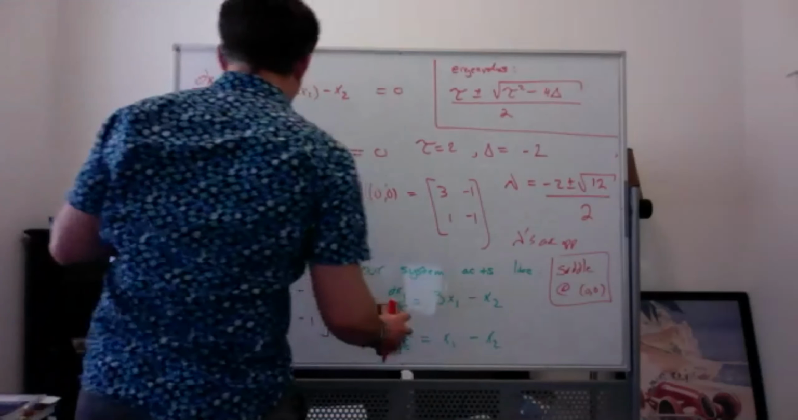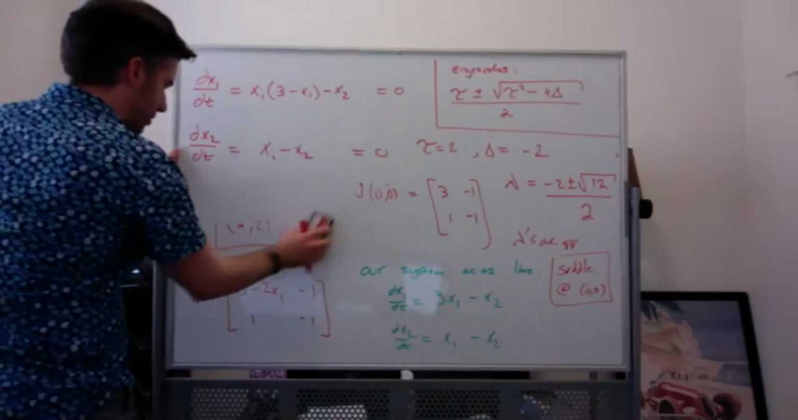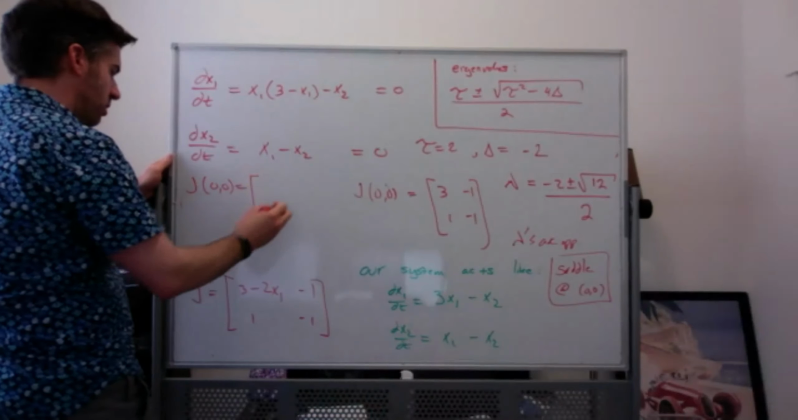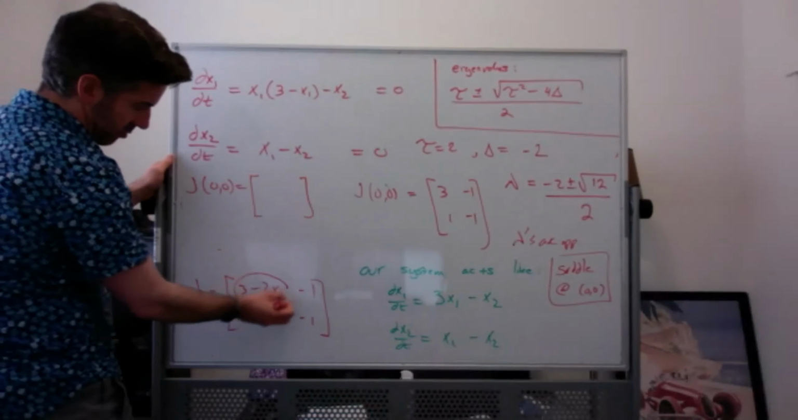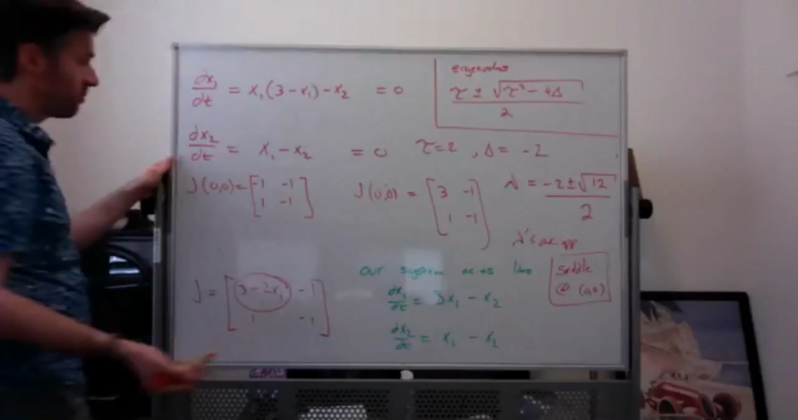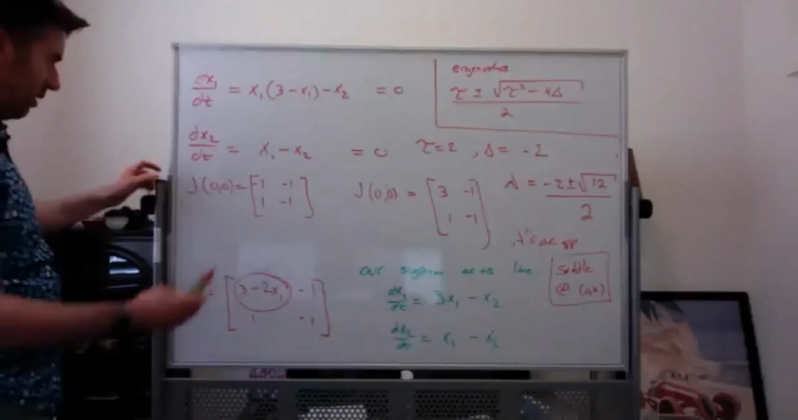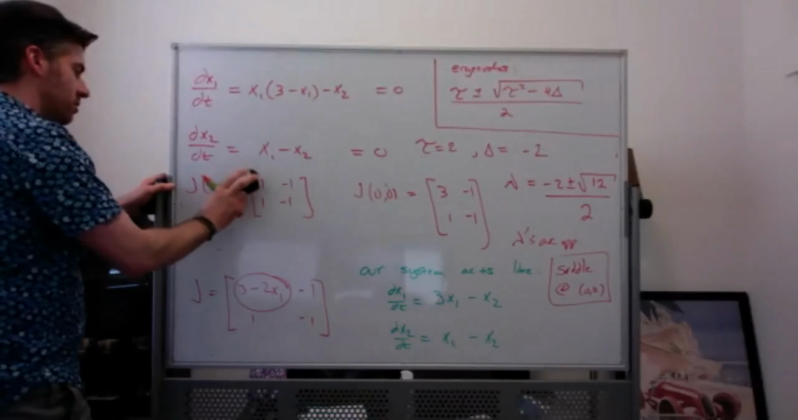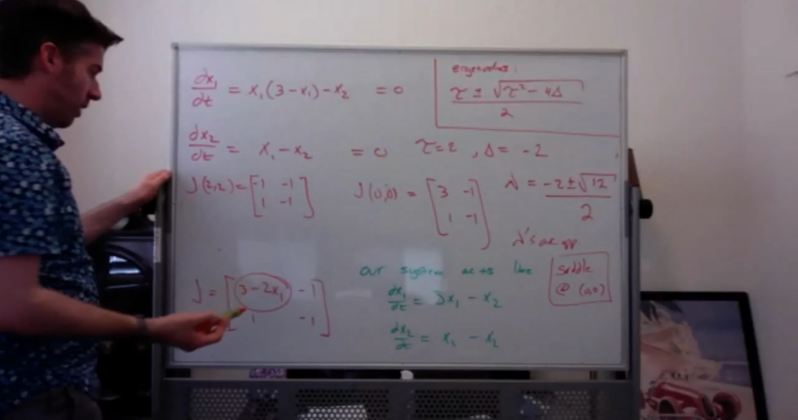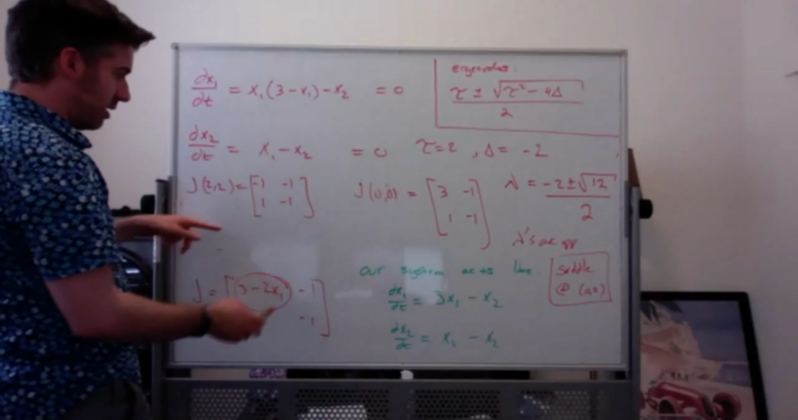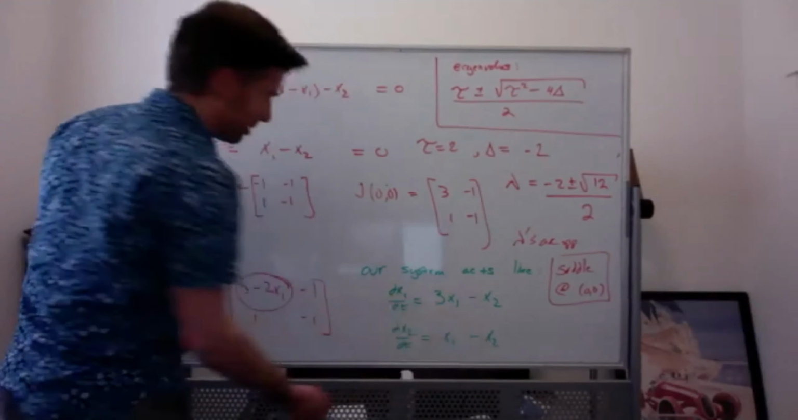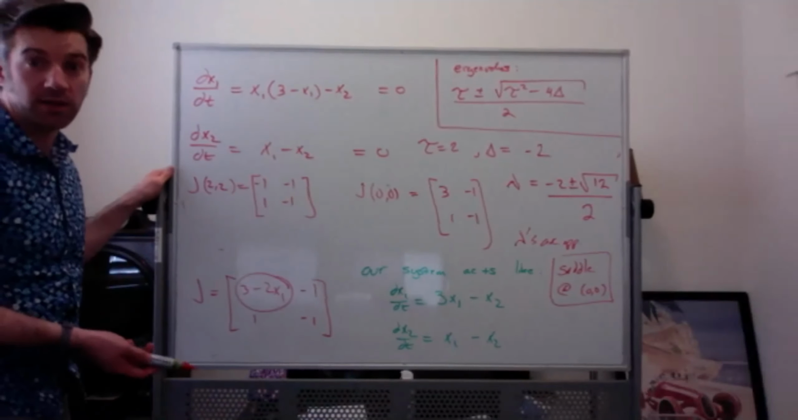So let me go ahead and erase here. If I plug in 2, 2 for x1 and x2, the only thing that's going to be different is this term right here. It's going to be 3 minus 4, which is negative 1. So then what we're saying at this, oh, sorry, 2, 2, not 0, 0. Apologies. Okay. Right, what we're saying is at 2, 2, our system acts like dx1/dt equals negative x1 minus x2, and dx2/dt equals x1 minus x2. That's the linearization near that point.